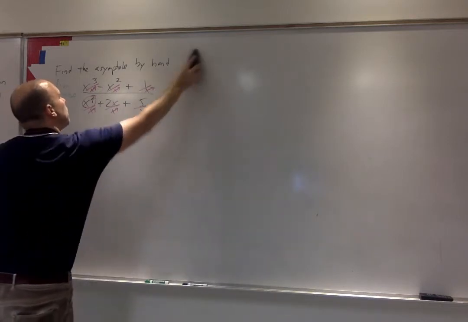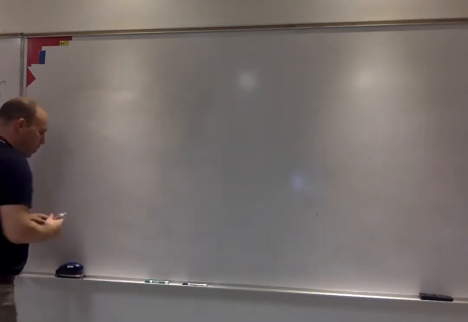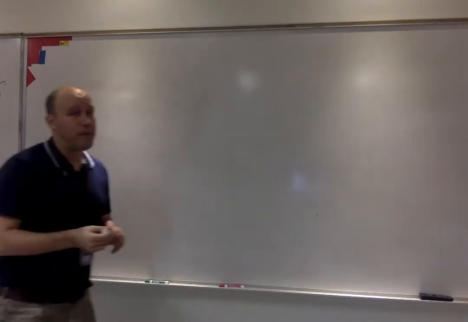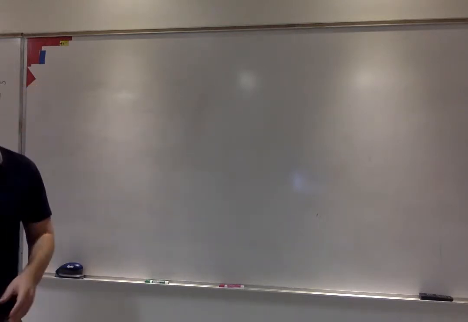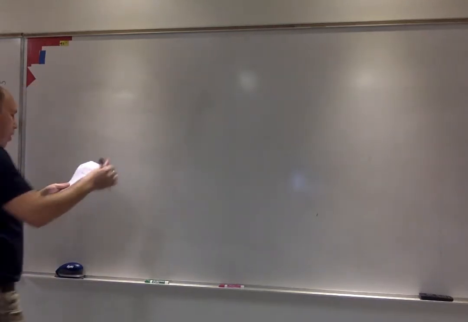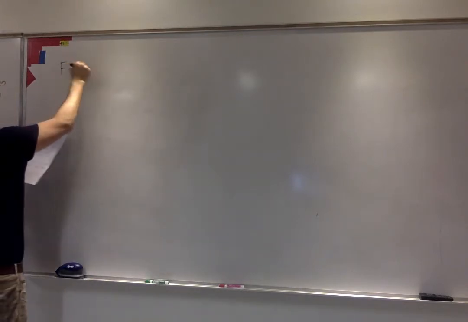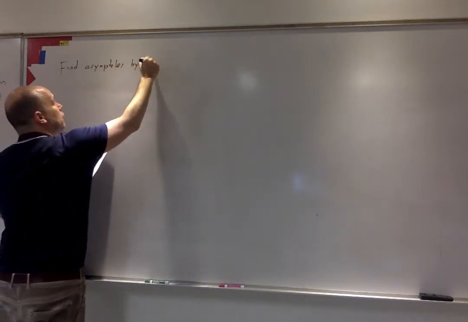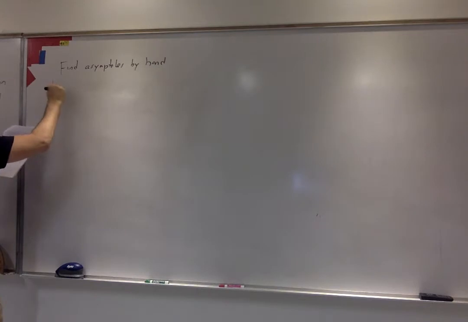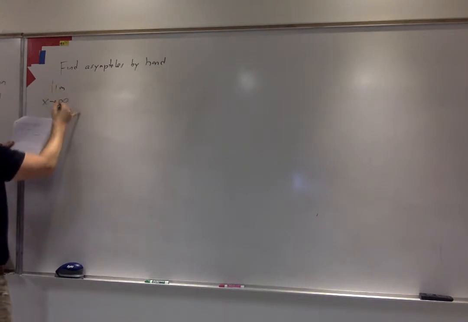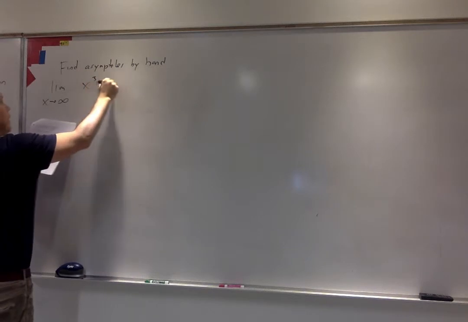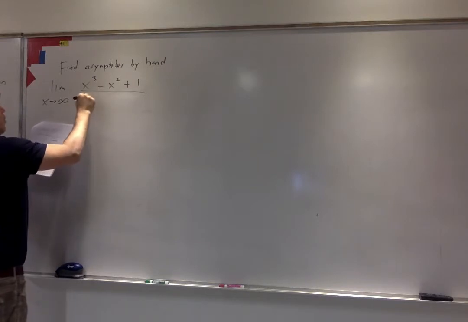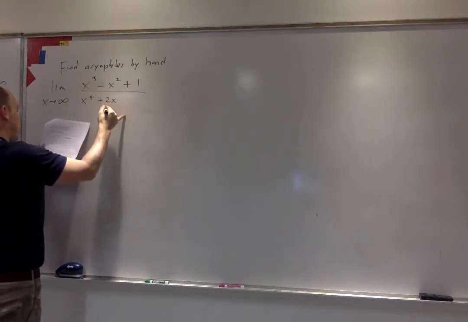Now, let's start over again. Next thing we want to do is find some asymptotes by hand. I know it's old school. I will tell you about L'Hopital's in a little bit. So how do we do it by hand? The question is, find the limit as x goes to infinity of x to the third minus x squared plus 1 over x to the fourth plus 2x plus 5.